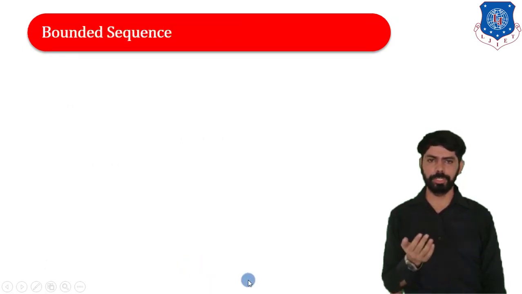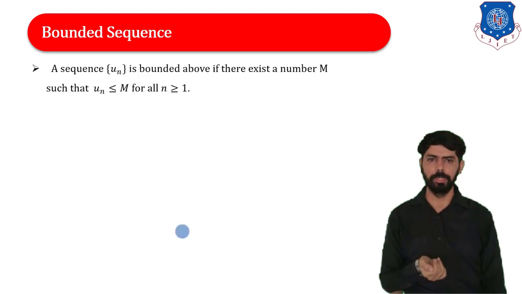Now we will discuss bounded sequence. First of all, we will discuss what is bounded above. A sequence un is bounded above if there exists a number capital M such that un is less than or equal to capital M for all n greater than or equal to 1.